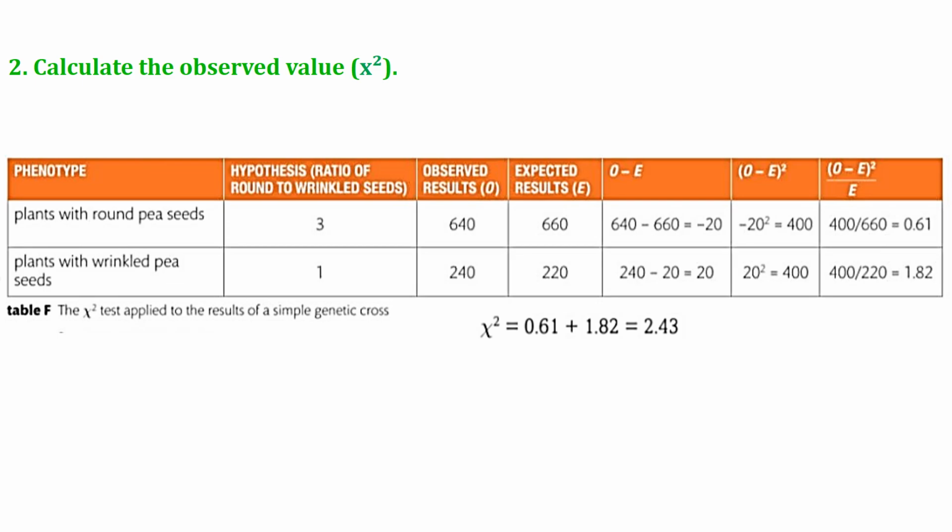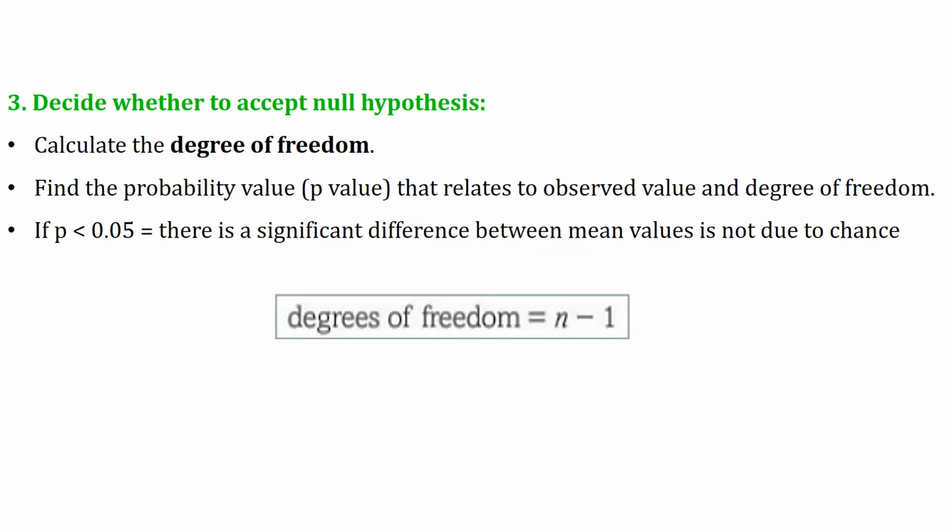To apply the test, use the data table, calculate expected values, and use the formula to find the chi-square from the observed values. Now, calculate degrees of freedom, equal to the number of categories minus 1. Find your critical value for p less than 0.05 and compare with your observed chi-square.